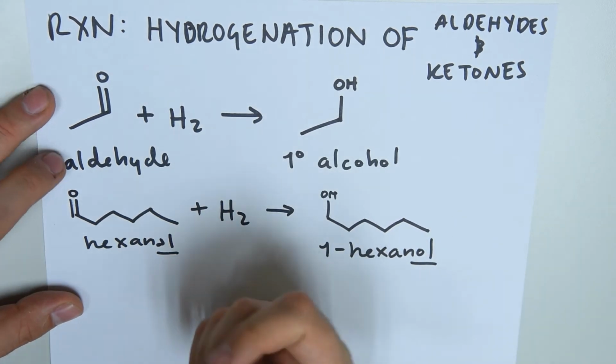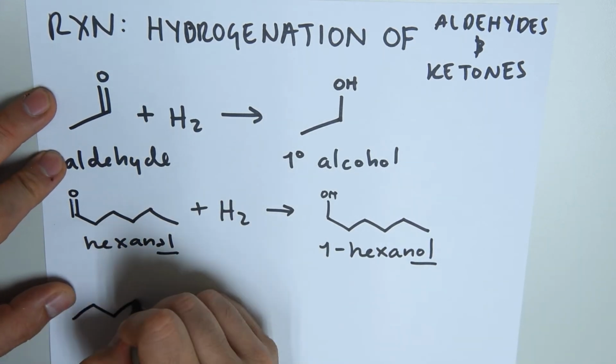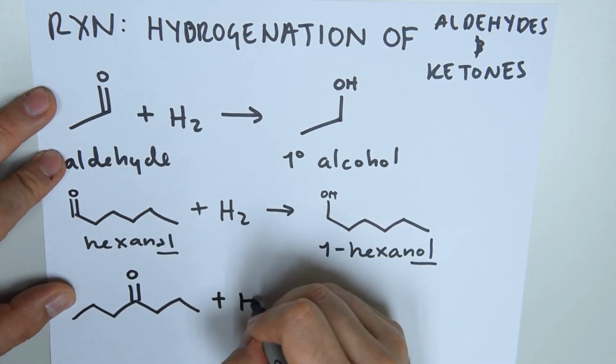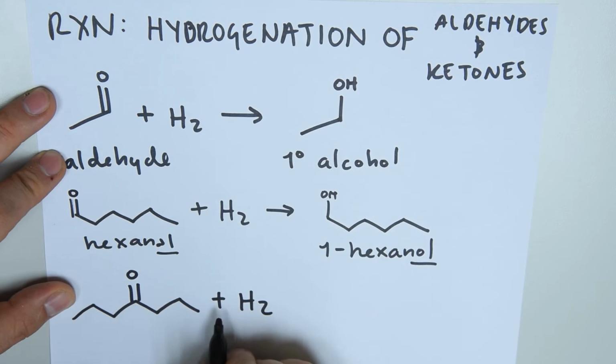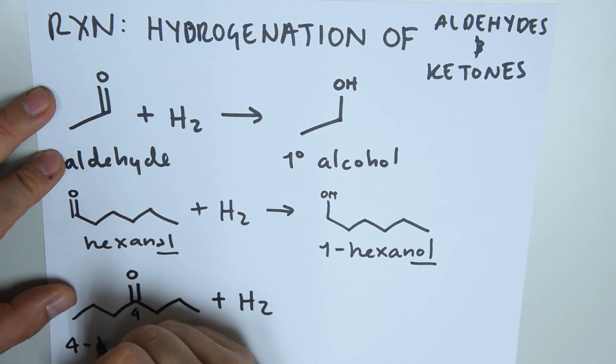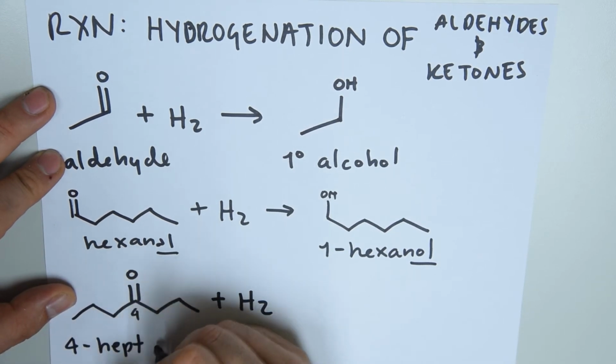Now, what happens if we have another molecule such as this one? What do we call this molecule? It's a ketone, 7 carbons long, and here we have at number 4 the carbonyl group. So this is 4-heptanone.